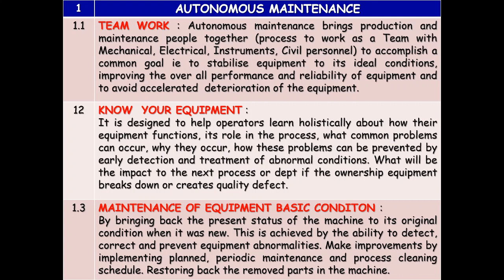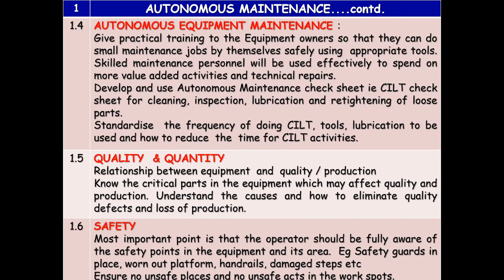Next is maintenance of equipment basic condition. It means bringing back the present state of the machine to its original condition when it was new. This is achieved by the ability to detect, correct and prevent equipment abnormalities. Make improvements by implementing planned and periodic maintenance and process cleaning schedules, essentially restoring back the removed parts in the machine. Then comes autonomous equipment maintenance.